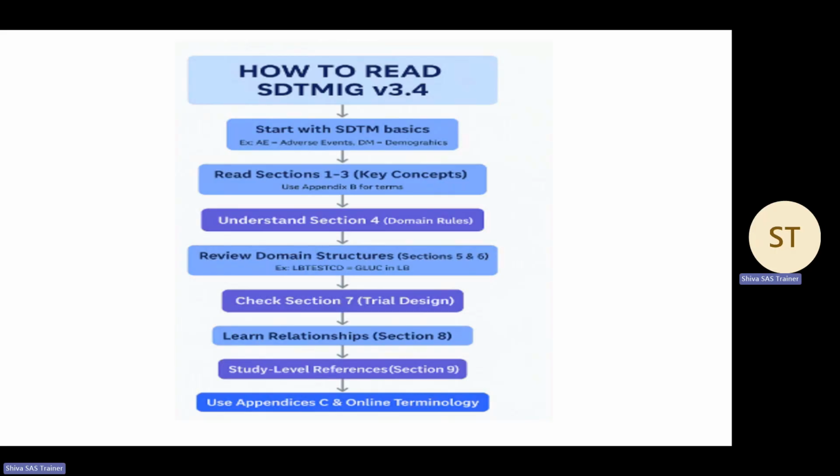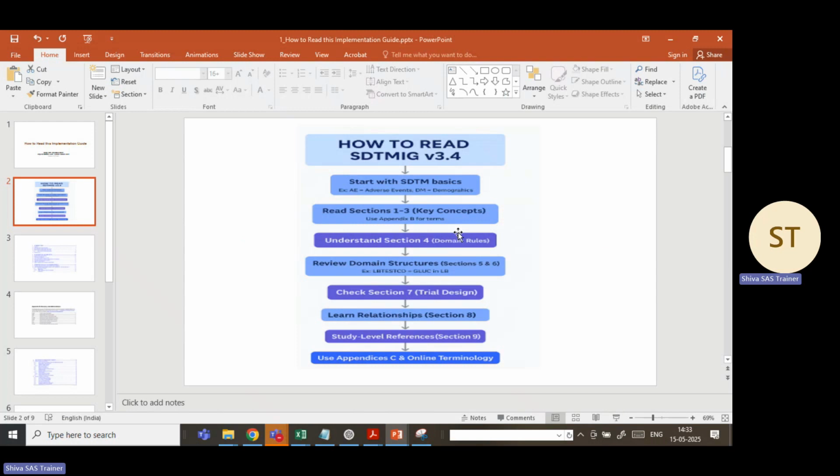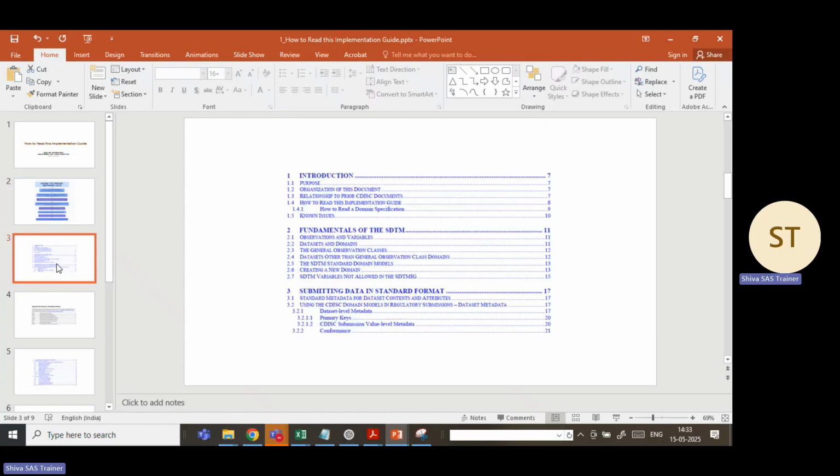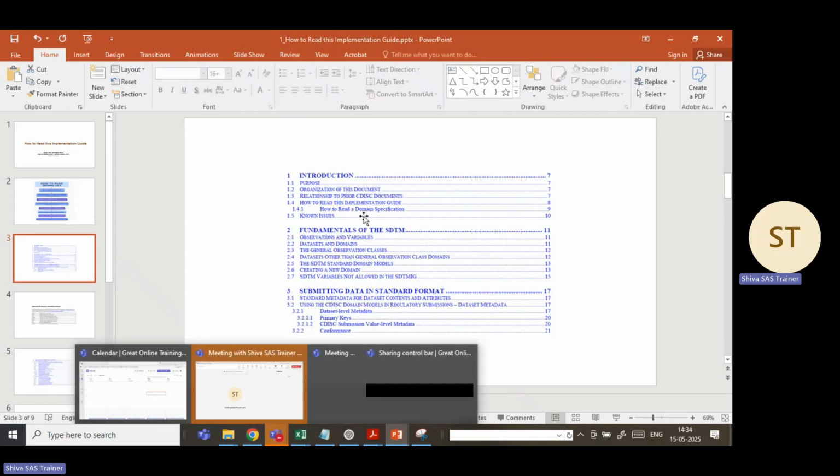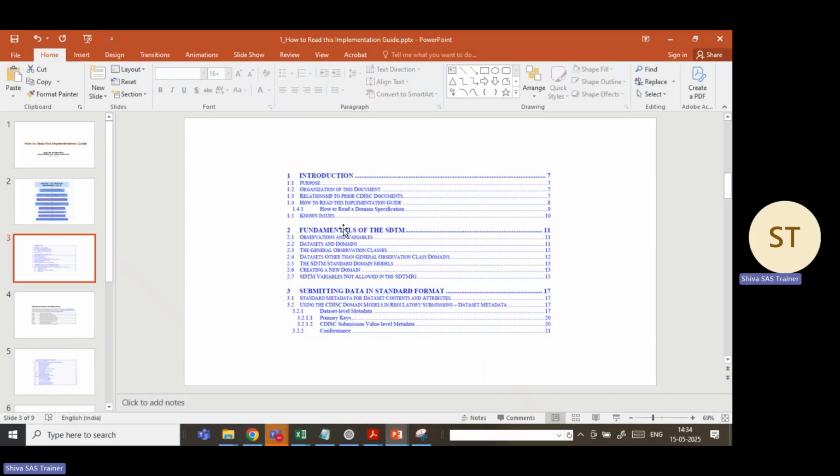Next, read sections 1 to 3, the key concepts. If there is any term you are not sure about, just go to Appendix B for the terms. Here you can see this is sections 1 to 3. The in-depth information we'll cover in upcoming sessions, but here I'm just giving what we have: the purpose and introduction, the fundamentals of SDTM, submitting the data, etc.